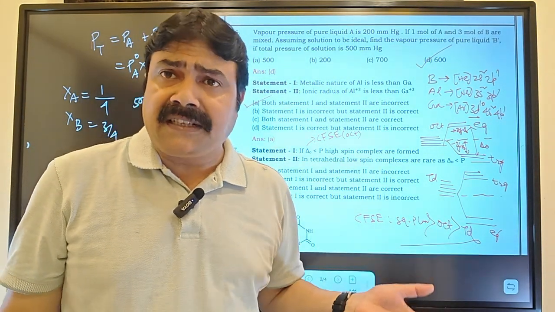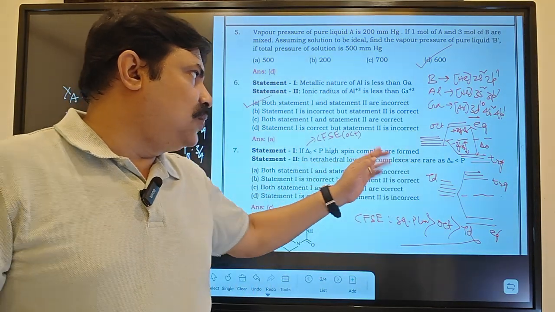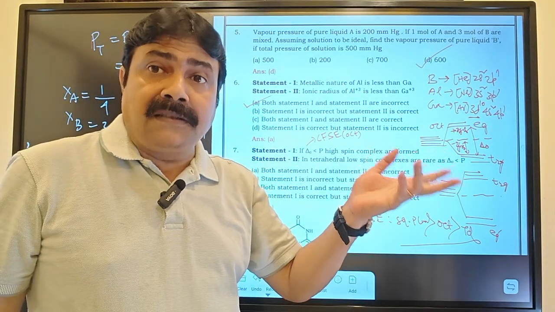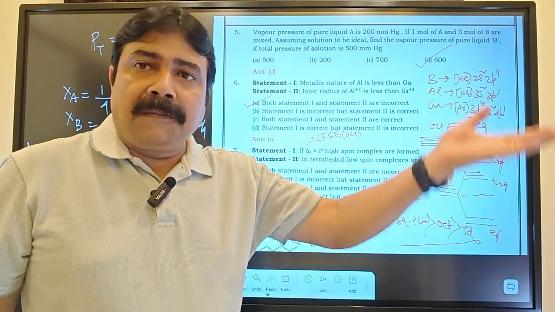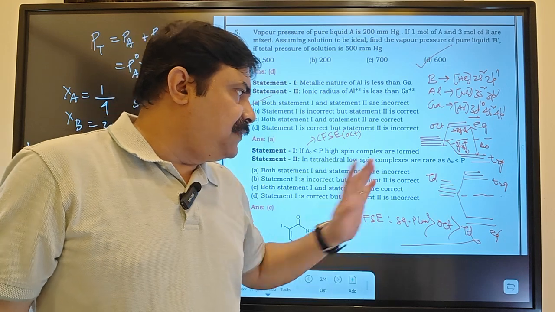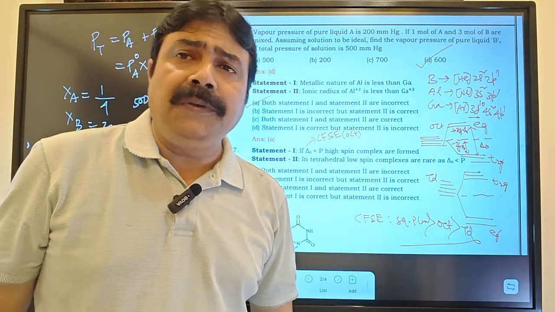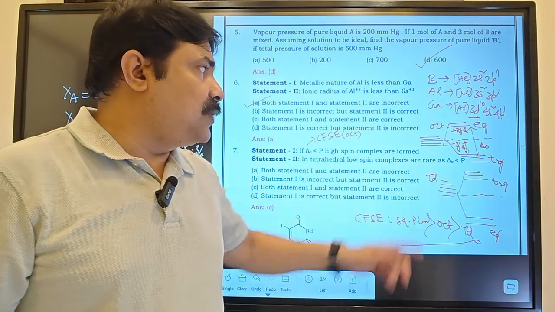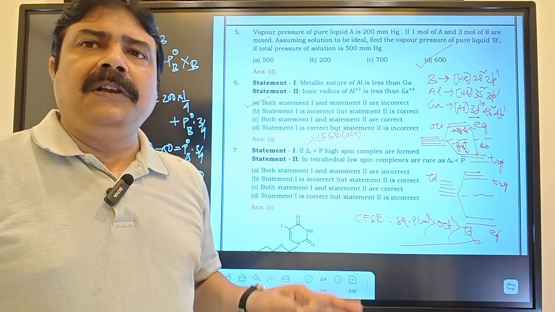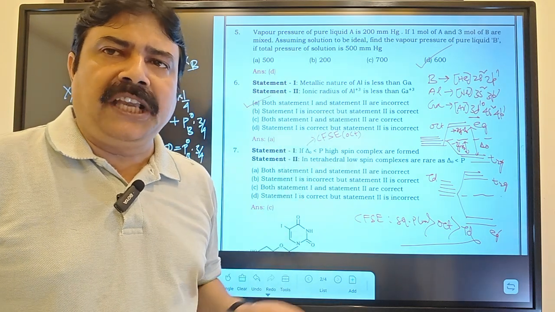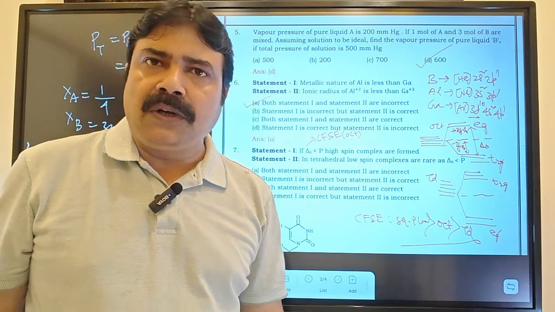As CFSE is less, it cannot overcome the pairing energy. That's why it is written over here that in tetrahedral, low spin complexes are rare. Low spin means I have to have pairing. Pairing means my unpaired electrons will be fewer. But as CFSE is least in tetrahedral complexes, the pairing energy cannot be overcome by the CFSE. So pairing energy is greater than delta naught. They are telling delta naught is the energy difference between T2G and EG after splitting of d orbitals. I hope this concept gives you clarity.